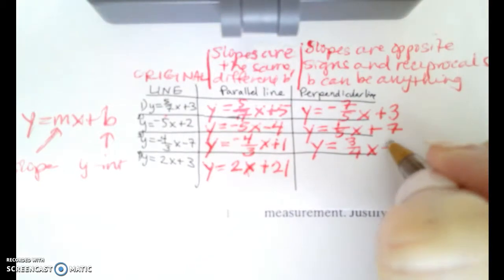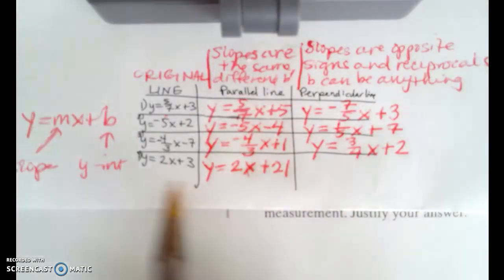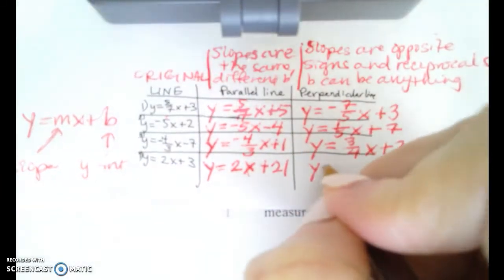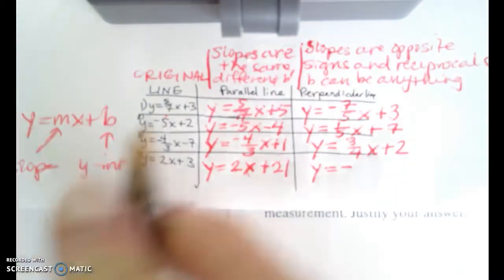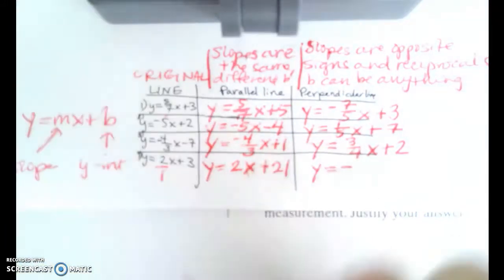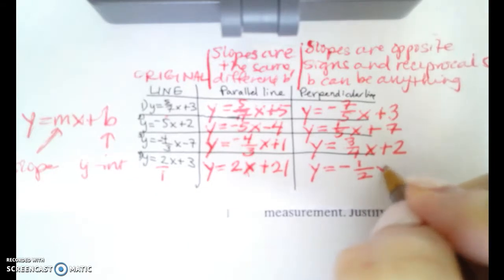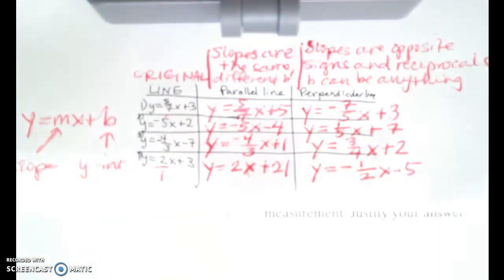I'm going to say +2. Okay, but b could be anything, including -7 for that perpendicular line. And then finally, I have y equals 2x plus 3. I'm going to need a negative slope since this one is positive. 2 is the same thing as 2 over 1. So the reciprocal would be 1/2 x, and, you know, your choice. I'll go with -5. Okay, -1/2 x minus 5.